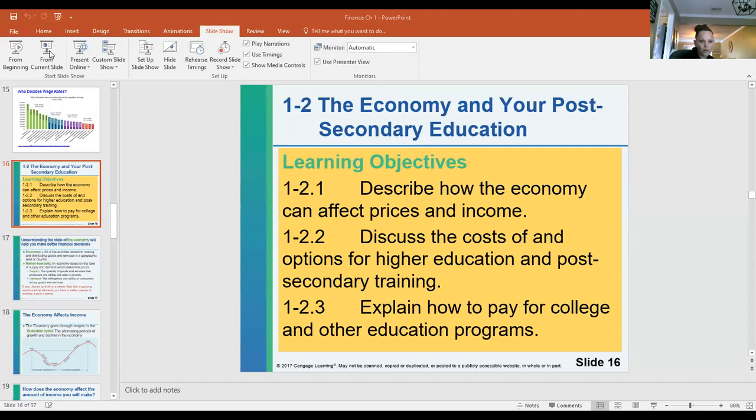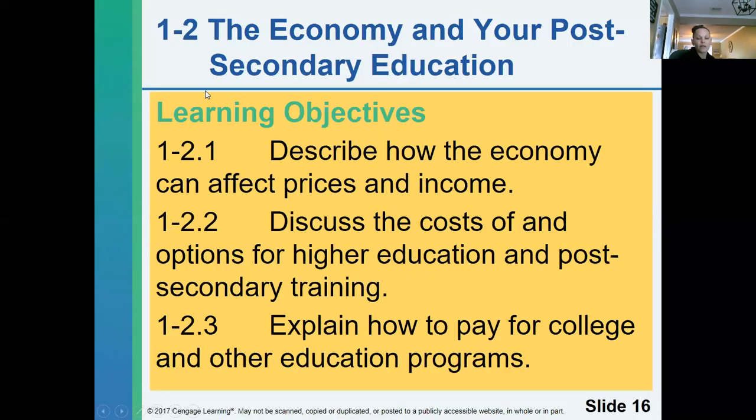Okay, so section 2 in chapter 1 is the economy in your post-secondary education. All right, so again, you do not need to write down these learning objectives. The first one is to describe how the economy can affect prices and incomes. Then we're going to discuss the cost and options for higher education and post-secondary training, and then explain how to pay for college and other education programs.